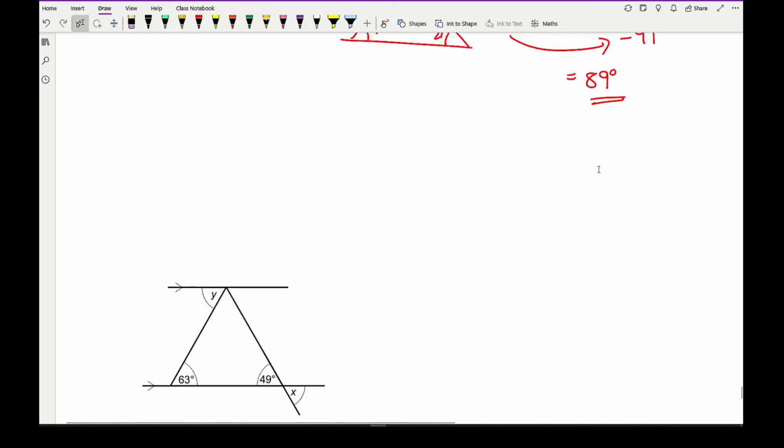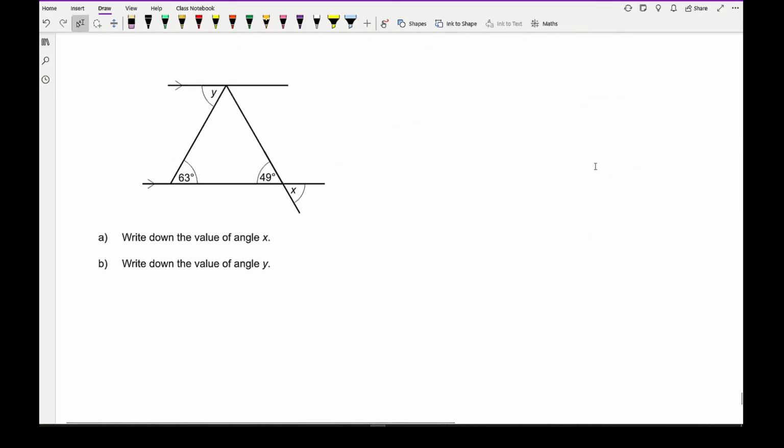So let's have a look at our next question. So again, I can see two parallel lines, so that's this line here, and the question's asking me to work out what angle X is. Well, looking at this, I can see that it's opposite the 49, so X is going to equal 49 degrees. Why? Because it's opposite.